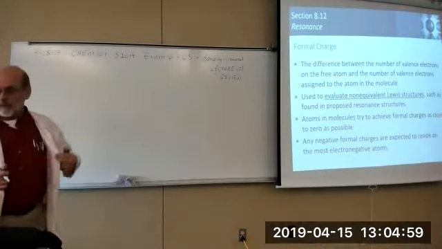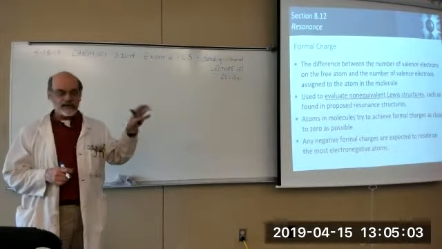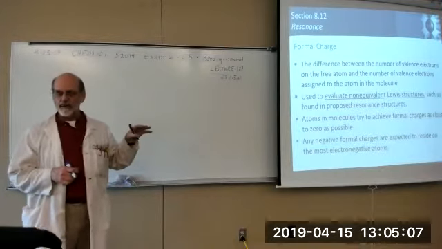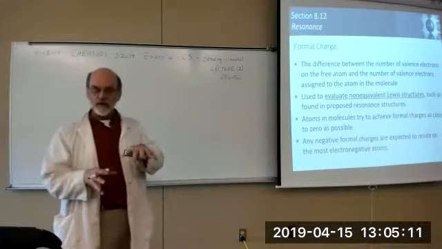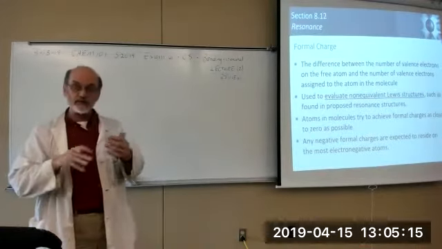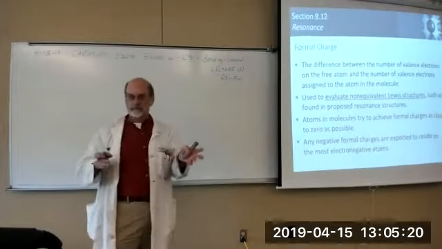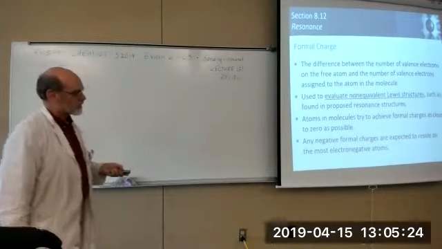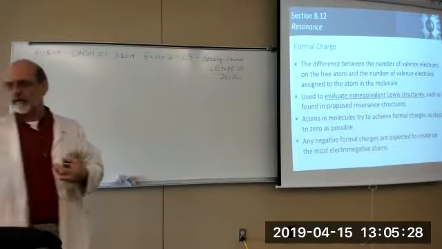Now, in the case of nitrate ion, each one of those was an equivalent structure. But here's the way you tell whether you have equivalent structures or one is superior to the other. If you have a structure that is superior to any of the others, then you stick with that one and throw the rest out. Okay? So in order to do that, there's this concept called formal charge. It's another way of bookkeeping.